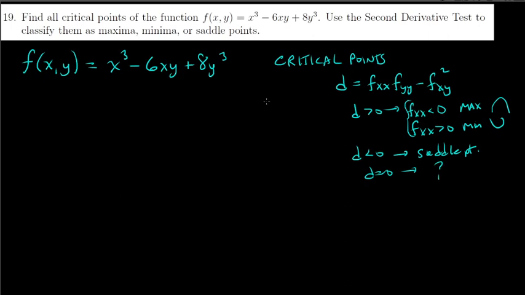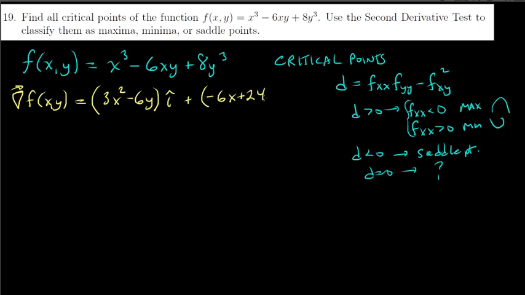Before we can do any of that, we need the critical points. To find the critical points, you take the gradient, which is just both partial derivatives. So 3x squared minus 6y for the i component, and then negative 6x plus 24y squared for the j component. We're looking for where the gradient is the 0 vector, so we just take both partial derivatives and set them equal to 0.